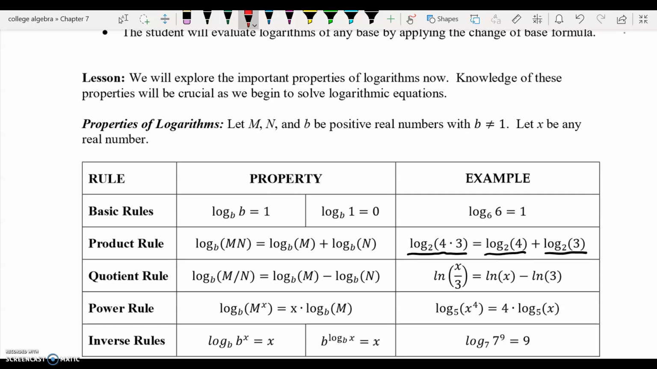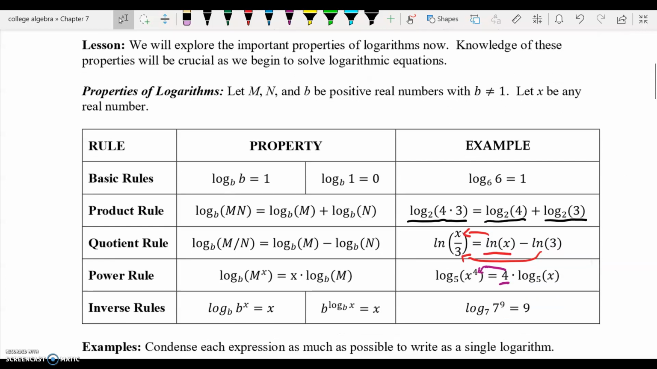So adding is multiplying, which means subtraction is division. So whatever comes first goes on top, and then second goes on bottom. And I'm just combining them to make my examples. Also, if you have a number out front, that becomes the exponent of whatever you're taking the log of. So for example, if I had a 4 out front of log base 5, that becomes x to the 4th. So that's where that 4 goes. So just keep that in mind.